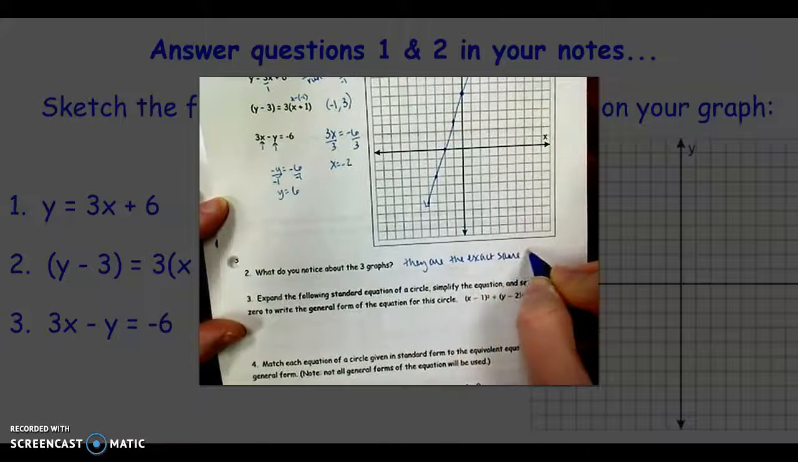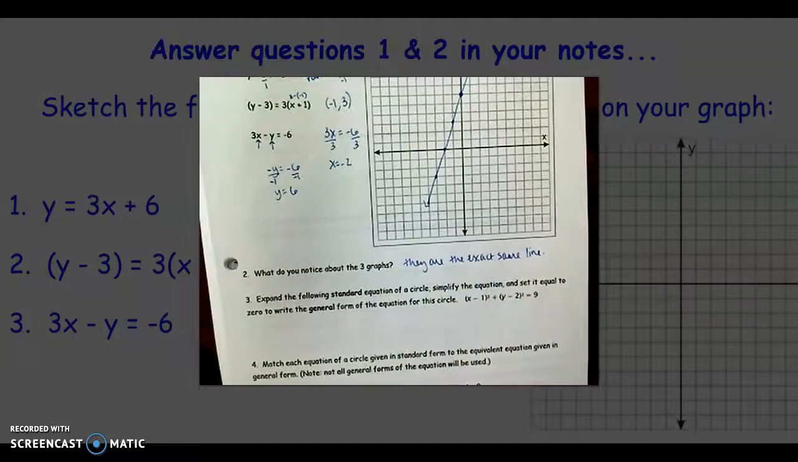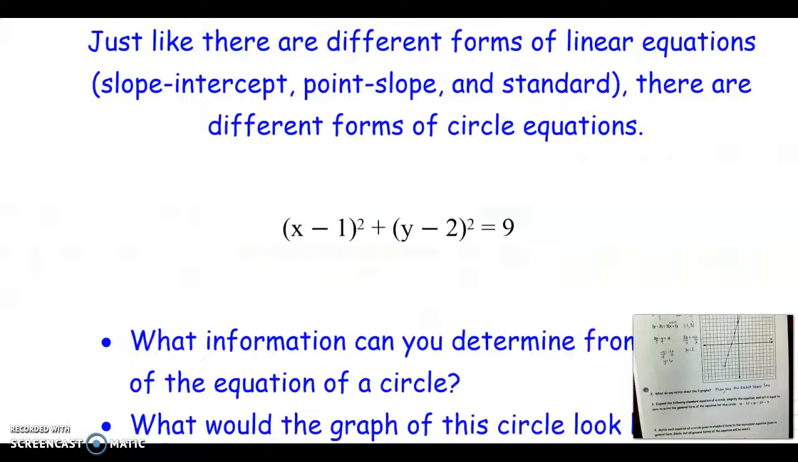So we were just writing that same line in three different forms. Just like there are different forms of linear equations, we have different forms of circle equations. We have been focusing on what's called the standard form of a circle: (x - h)² + (y - k)² = r².